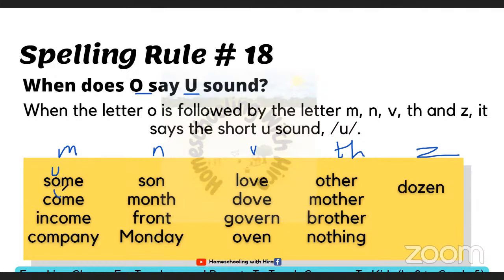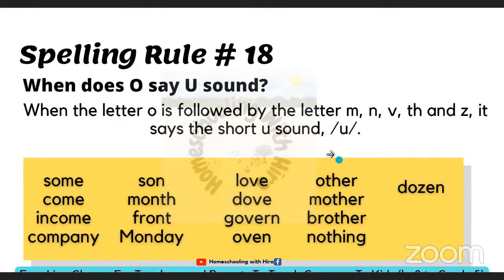Some, come, income, company, sun, month, front, Monday, love, dove, govern, oven, other, mother, brother, nothing, dozen. Even in does, DOES. And in does, O says u because ES is saying the Z sound. So it's does. Does. Okay.